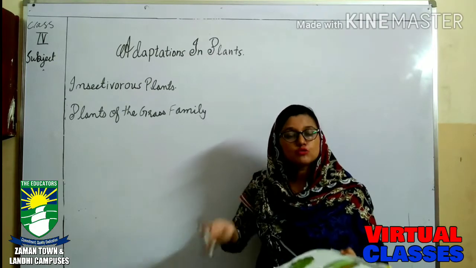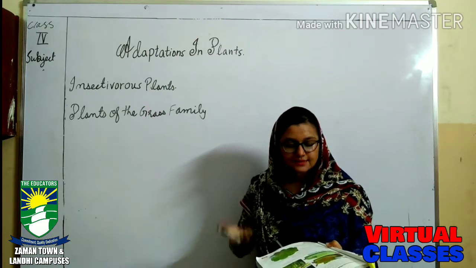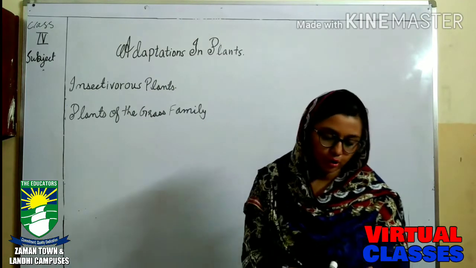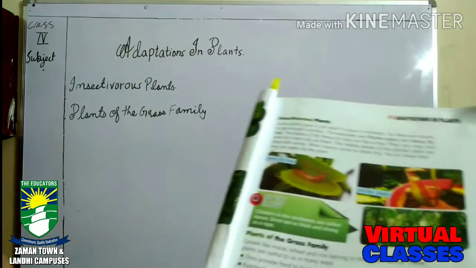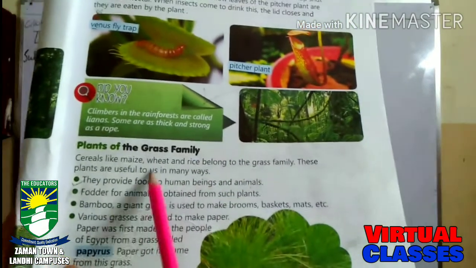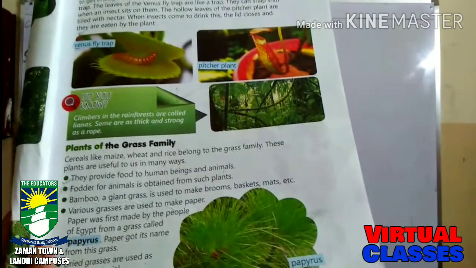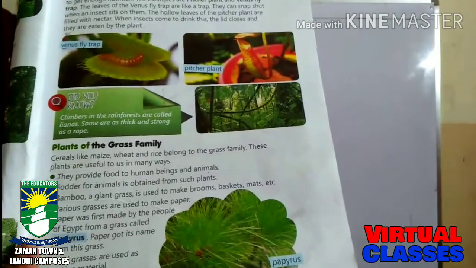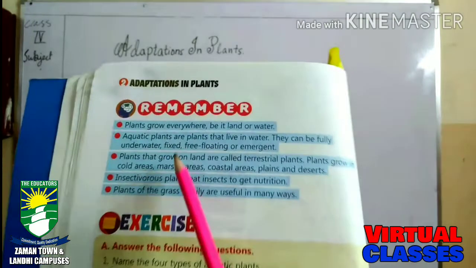They provide food to human beings and animals. Now dried grasses are used as packing material. So you can read the remaining points of the plants of the grass family. These are the points you have to read, and how these plants are useful to us in many ways, and these are the examples as well. And then on the page after this, you can also read the remember section as well.